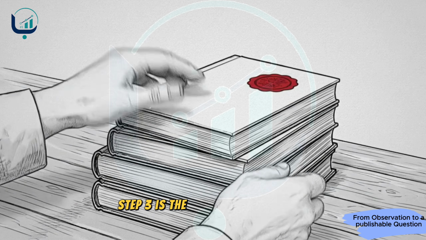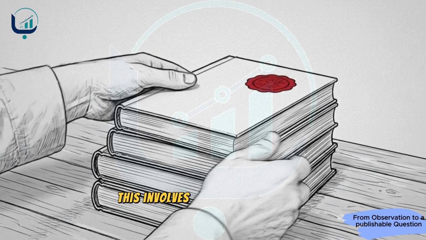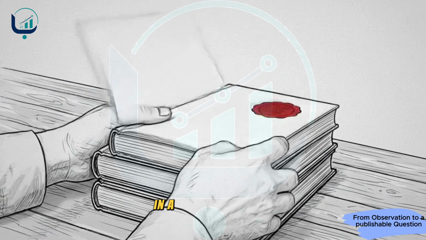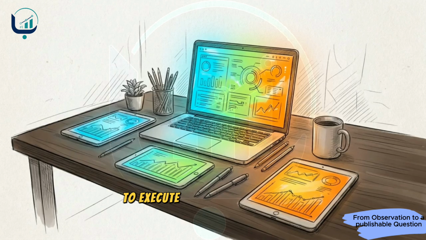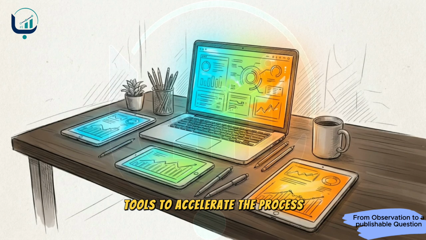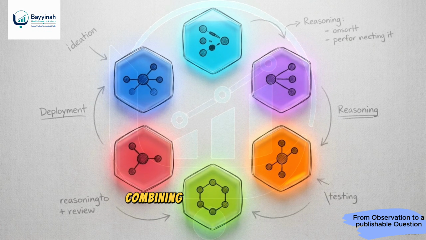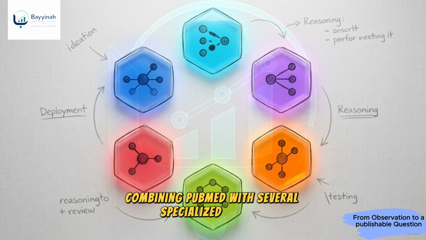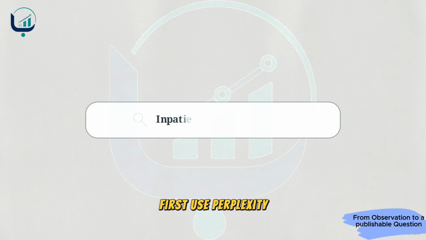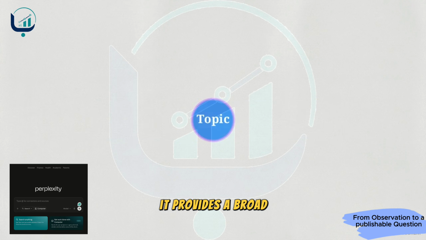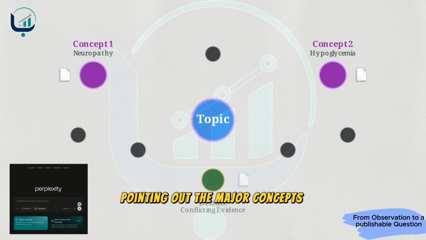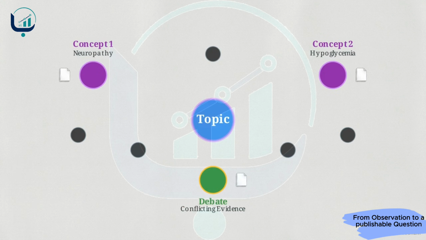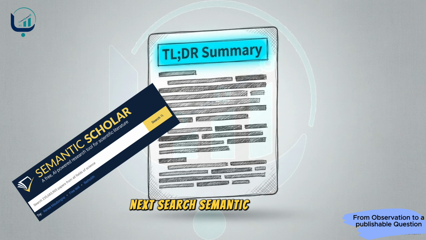Step 3 is the rapid literature scan. This involves scanning roughly 40 papers in a single afternoon, rather than reading each one cover to cover. To execute this, we use a specific stack of AI tools to accelerate the process. This visual maps out a workflow combining PubMed with several specialized engines. First, use Perplexity. It provides a broad, sourced overview of your clinical topic, pointing out the major concepts and recent discussions.